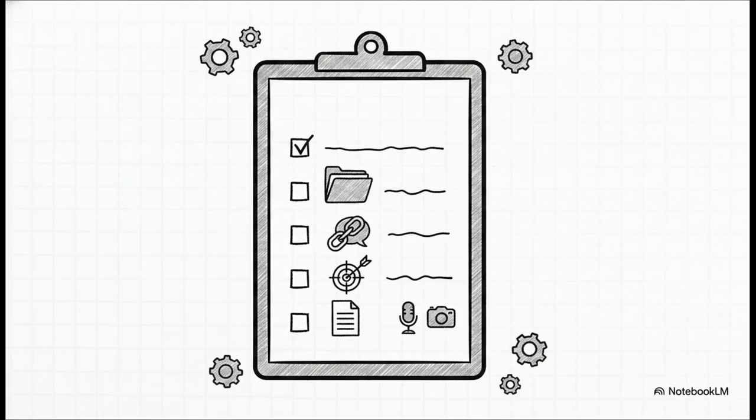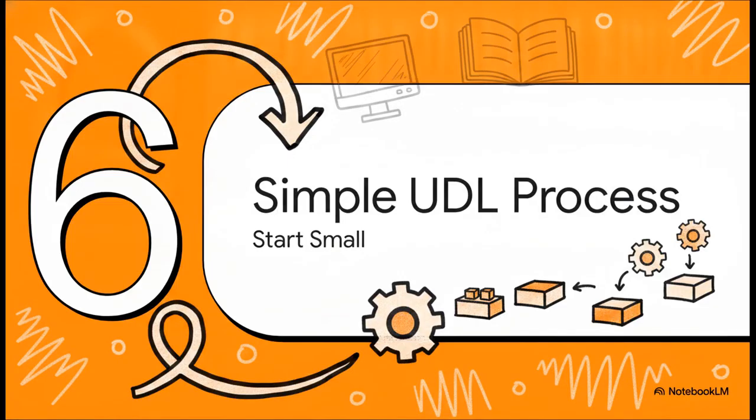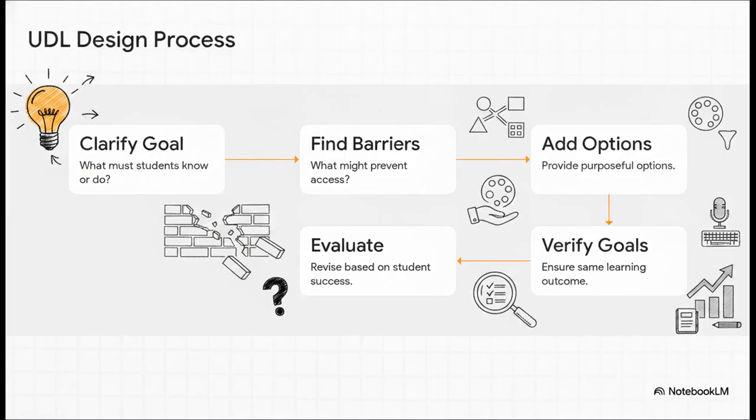Listen, we aren't automatically creating engagement by throwing a brand new, highly complicated app at our students. In fact, doing that often creates a totally new barrier. Instead, we are using familiar tools purposefully to keep the learning strictly at the center. And finally, Section 6, a simple UDL process. You don't have to redesign your entire course overnight. Let's just walk through these 5 steps for a single lesson.